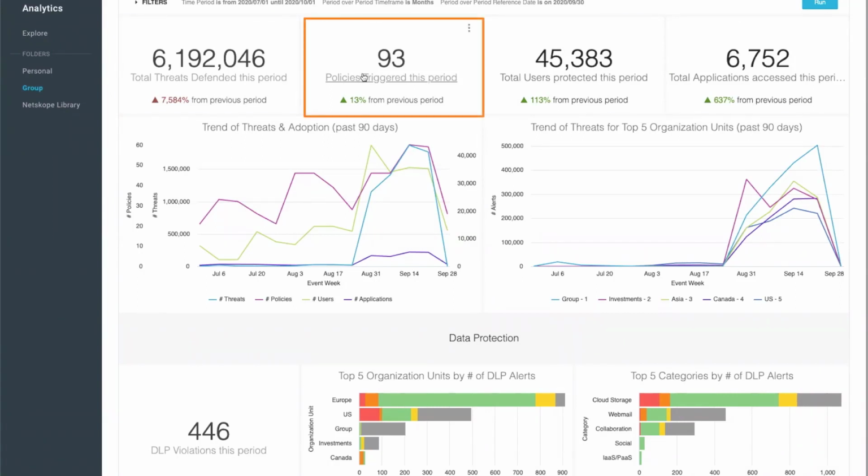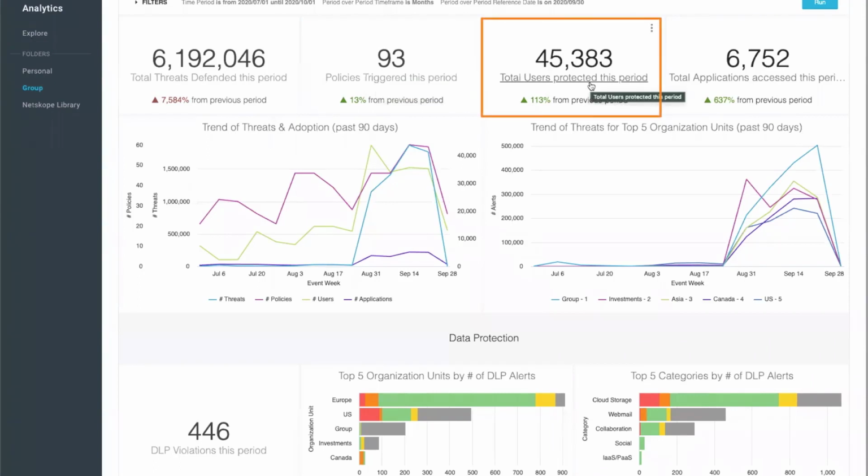We also have policies triggered, and this gives the opportunity to showcase that policies are working, they're being effective. Obviously, it gives the opportunity to drill down into which policies are triggering. So looking at the quantity of policies, what is the most effective versus what are policies not being triggered.